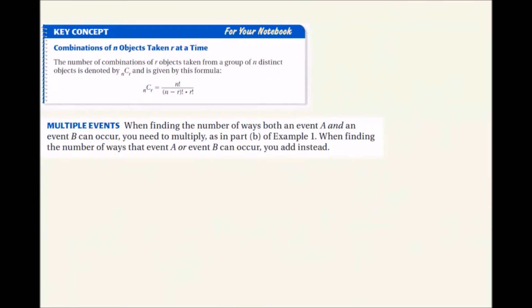When you have multiple events, I took this straight from the textbook because I think it says it really well. When you're finding the number of ways both an event A and an event B can occur, you need to multiply, like we did in part B of example 1. When you're finding the number of ways that event A or event B can occur, you're going to add instead. So we multiplied in that problem we just did because we were looking for the number of ways event A and event B can occur. But there might be some problems where we have to add instead.